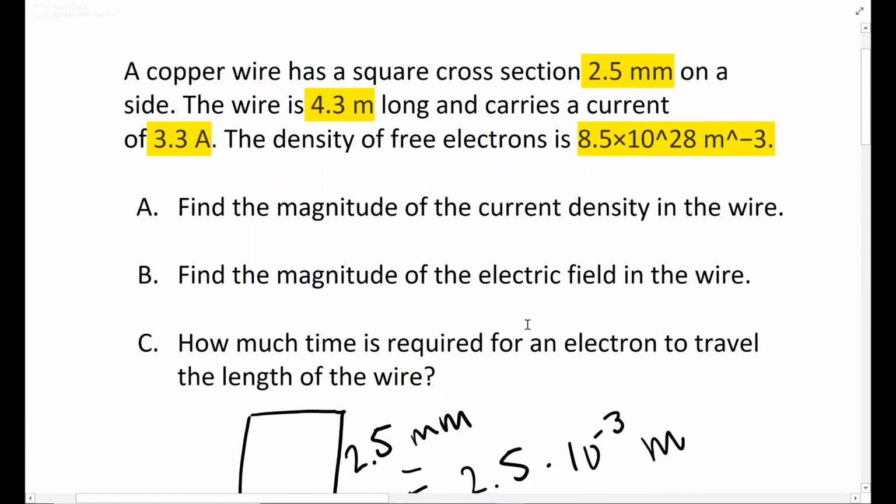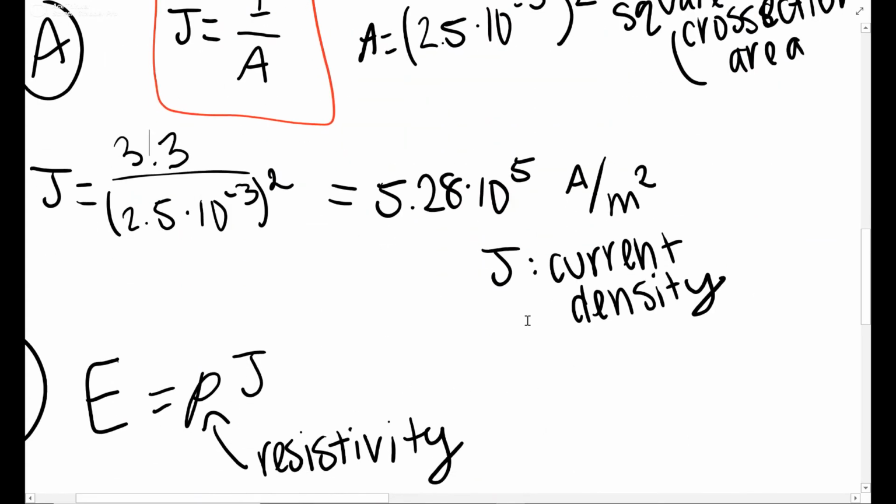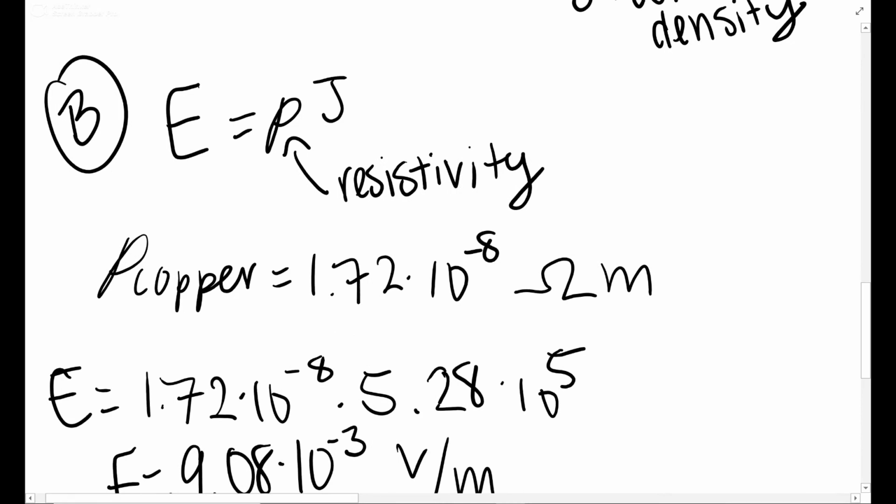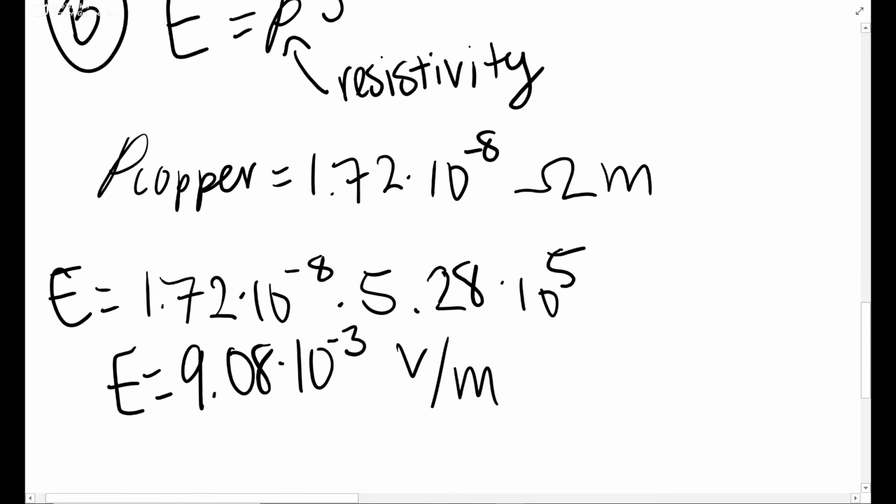For B, it's wanting the magnitude of the electric field in the wire. So electric field is probably one that you're more familiar with, and that's E equals ρJ. ρ in this case is resistivity. Resistivity changes with material. So resistivity of copper is 1.72 times 10 to the negative eighth ohm meters. These are values that you're probably just going to have to look up in a textbook, in a table, or Google is the easiest. So now that you have that resistivity, this part's really simple, and you already have J from the last part. So you just multiply those, and you get 9.08 times 10 to the negative third volts over meters.